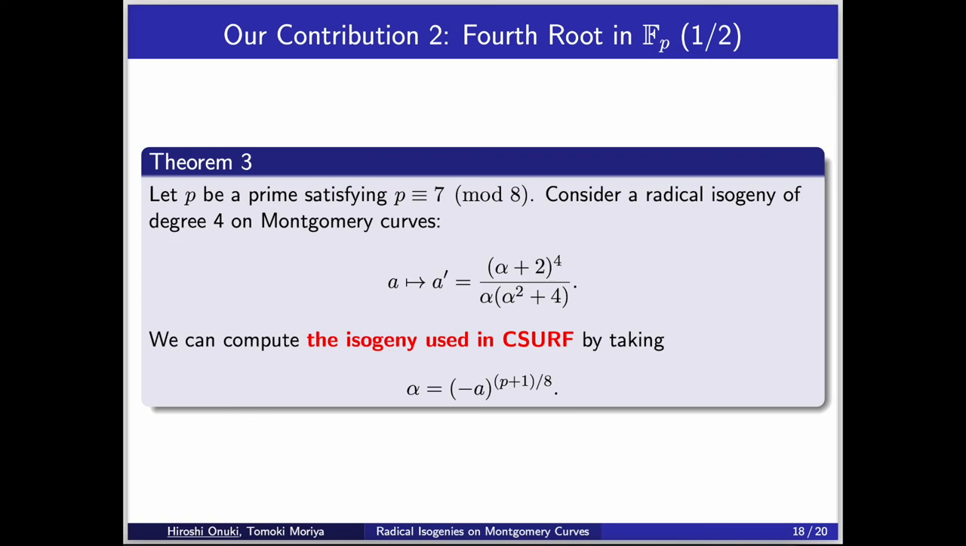Next, I explain our second contribution, which is about a choice of a radical in CSIDH. We proved that in the radical isogeny of degree 4 on Montgomery curves, we can compute the isogeny used in CSIDH by taking a radical alpha as this. By using an isomorphism between a Montgomery curve and a tight normal form, we can prove the conjecture on radical isogenies of degree 4 from this theorem.